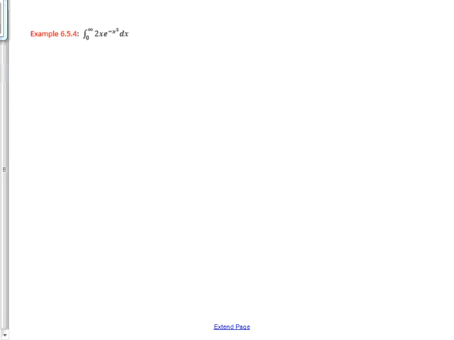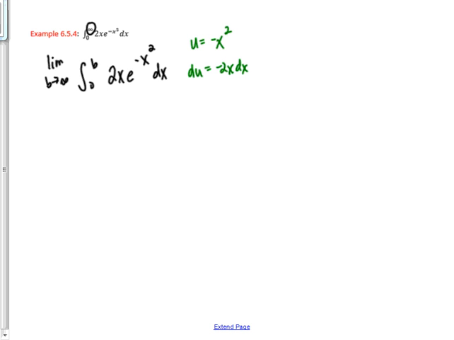Alright, so same thing here. Let's say the limit as b approaches infinity of the integral from 0 to b of 2x e to the negative x squared dx. If I integrate it, I'm going to let u be the exponent, and du would be negative 2x dx. So I almost have everything I need.